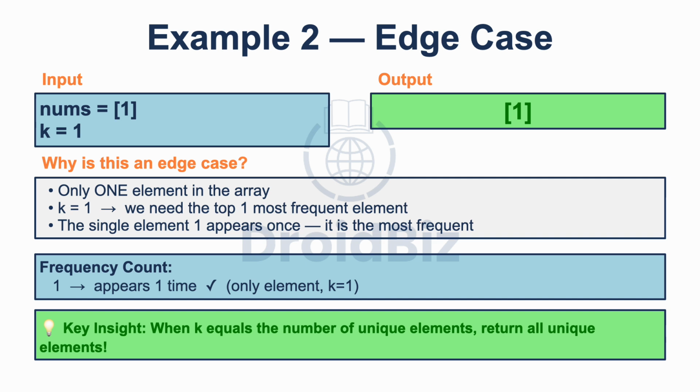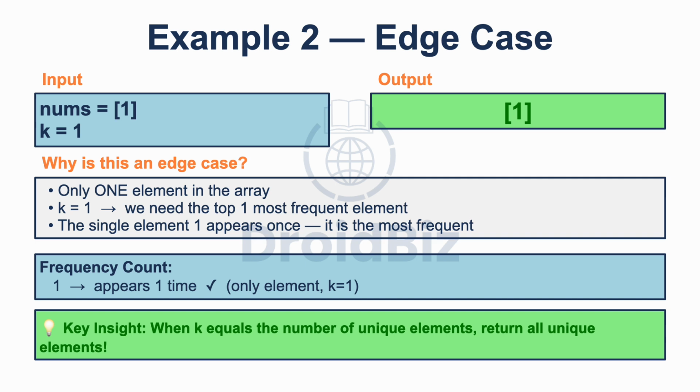Now, let's look at an edge case, example 2. We have the array with just one element, the number 1, and k equals 1. Why is this an edge case? Because there is only a single element in the entire array. There is nothing to compare frequencies against. The number 1 appears exactly once. But since it is the only element, it is automatically the most frequent. And since k is 1, we only need one result. So our answer is simply 1.